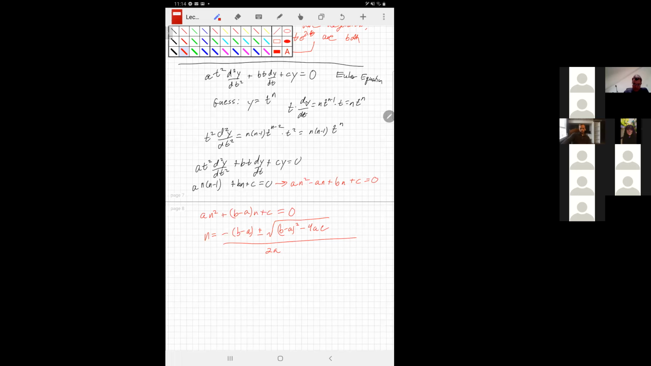Last thing, very last thing. This could also wind up having degenerate solutions. What if this whole thing were 0? Then y is just x to the a minus b over 2a. And you're thinking, isn't it b minus a, but there's a minus sign there. We've only got one power. It turns out that there is one other solution.